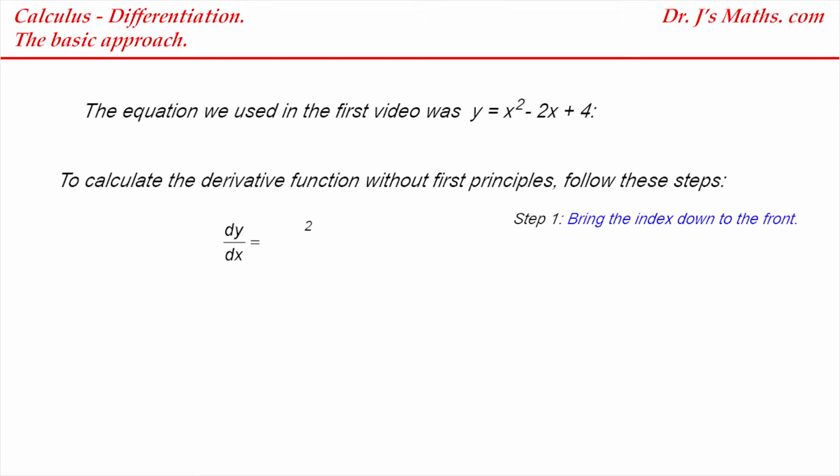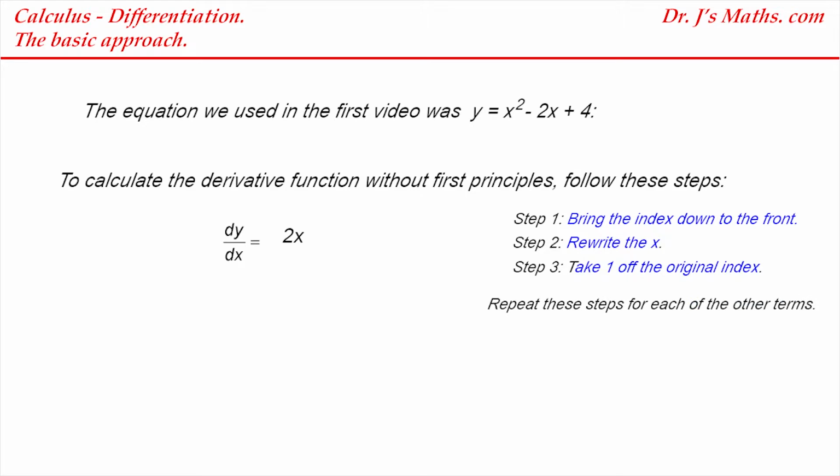Now we bring the index down to the front, so the 2 comes down to the front. We rewrite the x, and then, step 3, take 1 off the original index. So 2 minus 1 is 1, so we're left with 2x. And we repeat these steps for each of the other terms. So the next term is minus 2x.